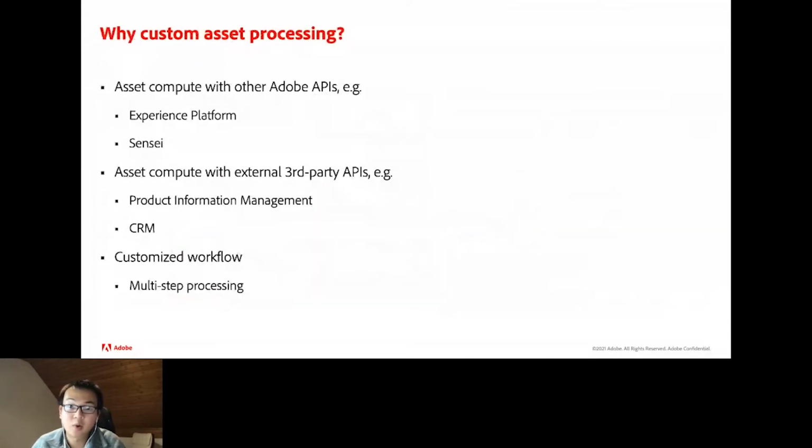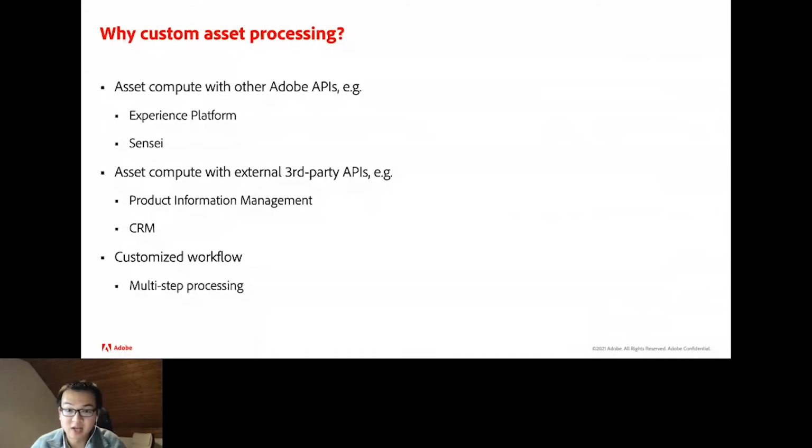So when do you need custom processing? The first scenario is when you call other Adobe APIs, such as Experience Platform and Sensei. In this case, all the API services are configured on the console, and you might want to leverage the out-of-the-box authentication that's already supported by the Assets Compute service for this use case.